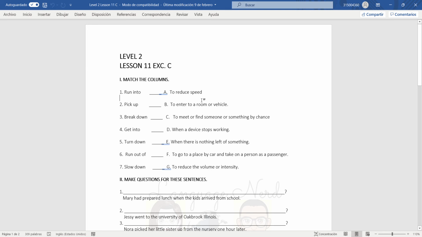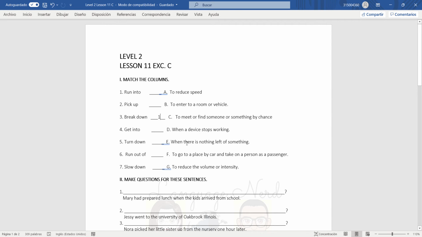So the first verb is run into, okay, and this will have the definition of letter C, and it is to meet or find someone or something by chance. So you were not willing to meet that person or that thing, but just by chance you do it. So that's number one.